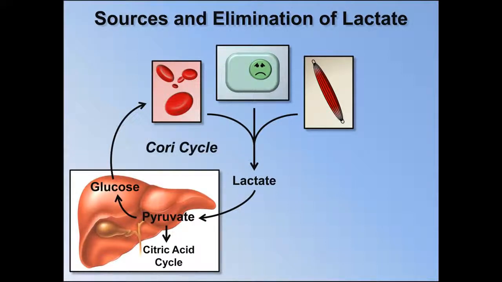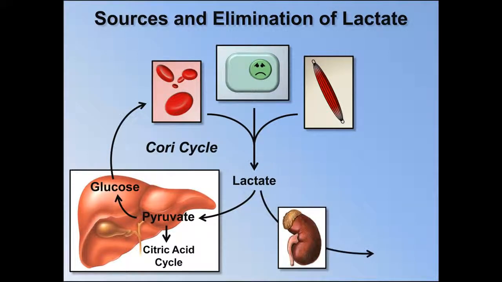An alternate fate of lactate is filtration in the kidneys and elimination in the urine. This is usually only relevant once the blood lactate levels exceed a certain threshold, commonly believed to be about 5 millimoles per liter. At first, this was believed to be the whole story.